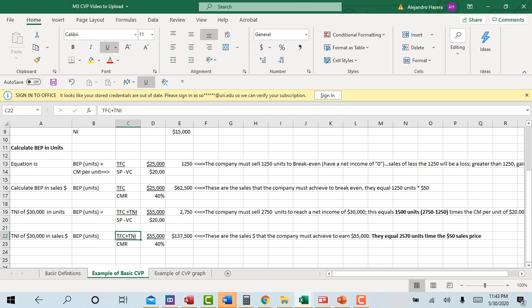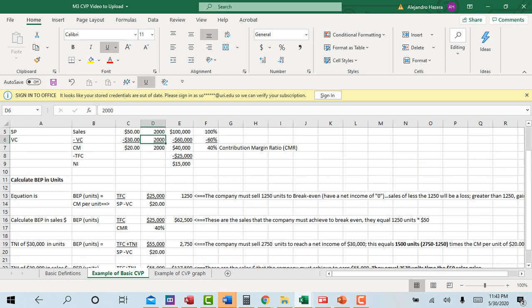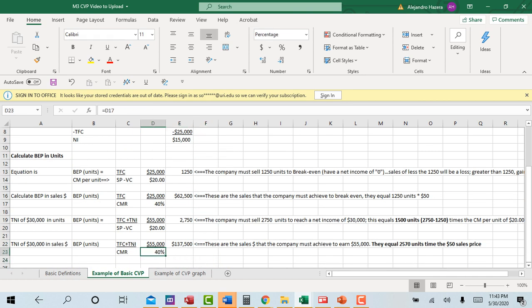If you want to cover both those, 55,000, divide by your contribution margin ratio, and that gives you the sales you need to make to cover your $25,000 fixed cost and to achieve a $30,000 target net income. You need $137,500 in sales. This equals the 2,750 units needed to make $30,000 target net income, times $50, and that gives you the same number. So you can compute that either way.